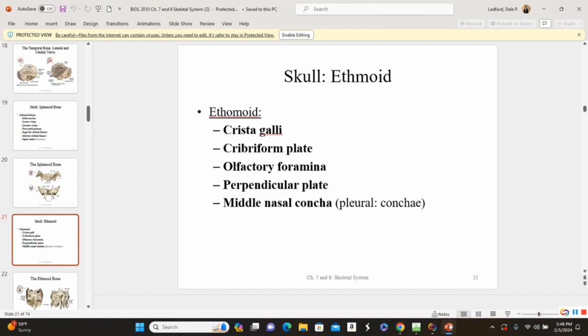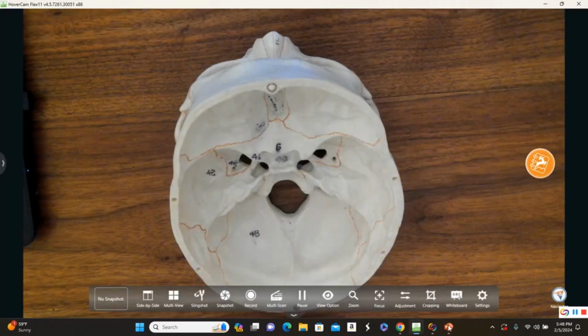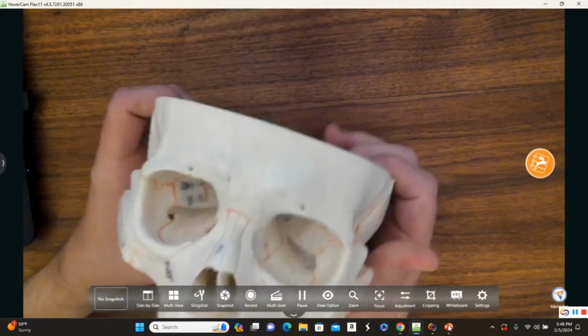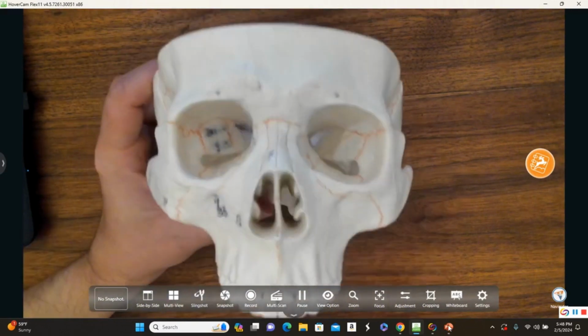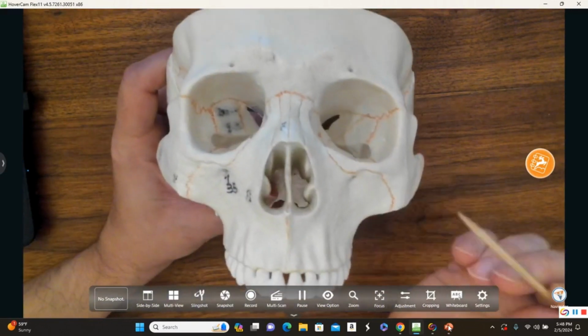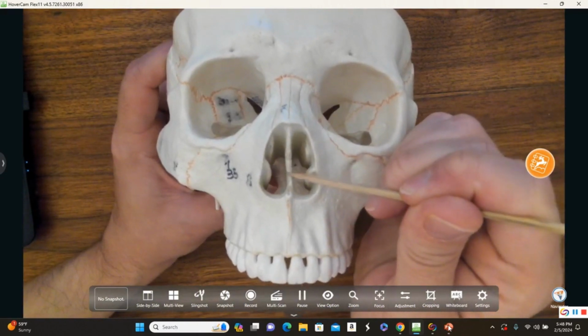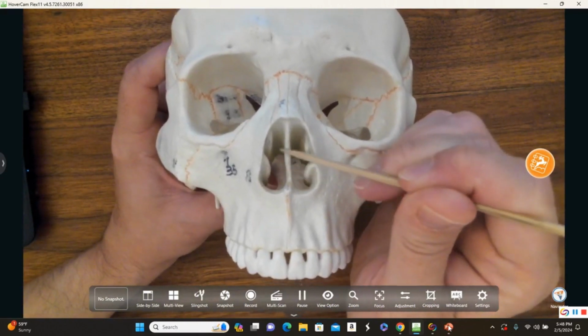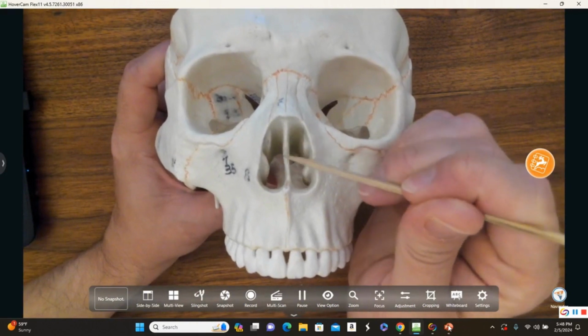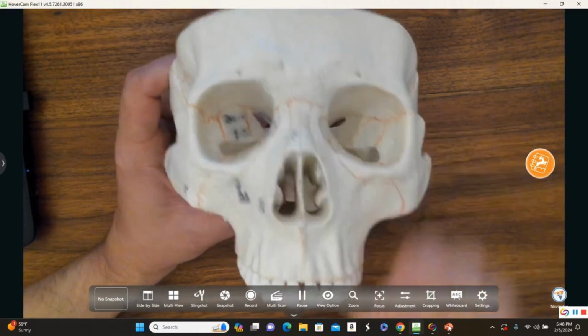Now, the perpendicular plate. To find that, we need to turn the skull and look inside the nose hole, and right here we have the perpendicular plate of the ethmoid. It stops right about here, right about there. So it's this part right here. About there it stops.